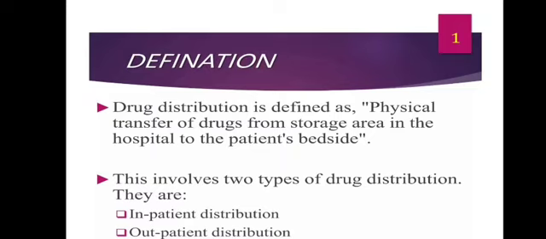Another definition: a drug distribution system in a hospital is the method by which medications are stored, prepared, dispensed, and delivered to patients in a safe, effective, and timely manner. This involves two types of drug distribution: inpatient distribution and outpatient distribution.